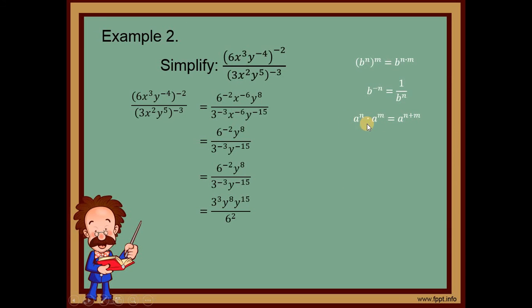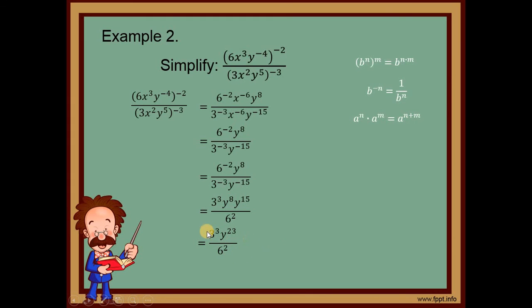Next, apply natin yung rule na product rule. We have a raised to n times a raised to m is equals to a raised to n plus m. Bakit magkamukha yung base na kinuha natin? Kasi may nakita tayo ditong magkamukha na y. So, pwede natin siyang i-apply. So, we have 8 plus 15 is equals to 23. So, therefore, we have 3 raised to 3, y raised to 23. Bakit naging 23 to? Kasi 8 plus 15, all over 6 squared.